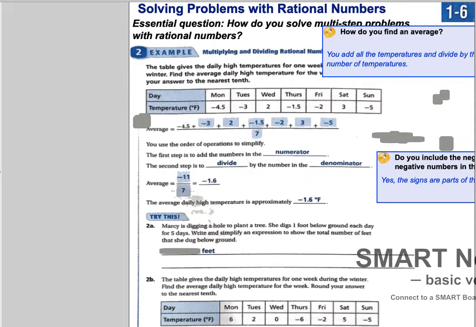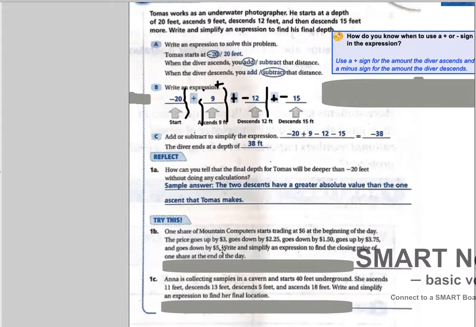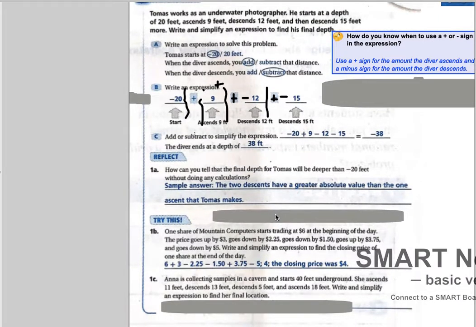Okay. So before we jump in to this last part, I want to go back to our answers that we looked at for 1B, and we got the closing price was $4. This is 1B. So we wrote the expression 6 plus that negative 3, right? We trade at 6, then it goes down by 3. We subtract another $2.25 because it goes down. We subtract another $1.50 because it goes down, but then it goes up $3.75, and then it goes down again by 5, and we combine all those terms. The closing price was $4.